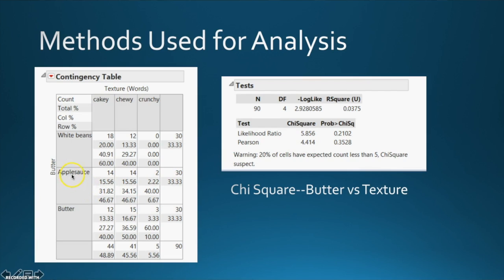Okay, so looking at applesauce, we can see that cakey and chewy are equal. Now looking at the p-values, we can see that they are very much above 0.05. So we cannot reject the null hypothesis, which is that they are independent of one another. So we can say that texture and the butter type don't really correlate.